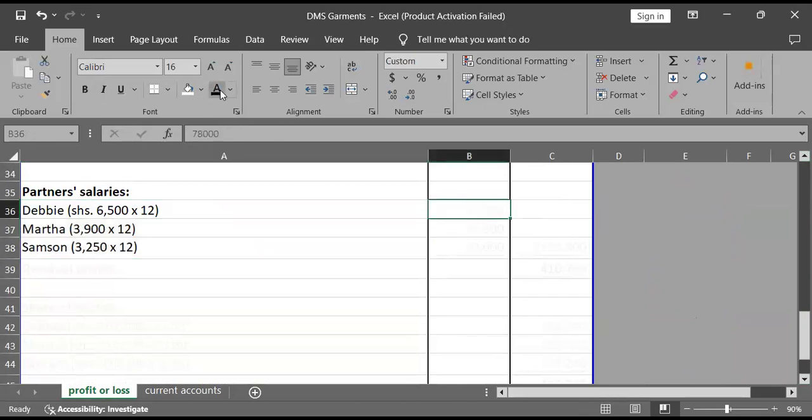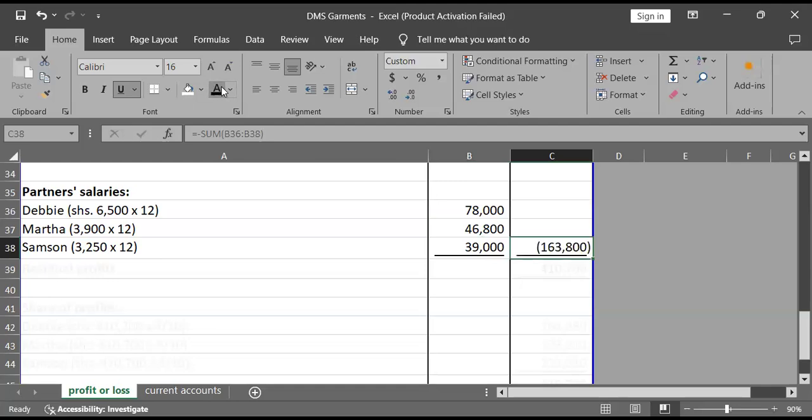When I multiply their monthly salaries, for Debbie, I get 78,000. For Martha, I get 46,800. And for Samson, I get 39,000. When I add this up, of course, it will give me the 163 that we had gotten.